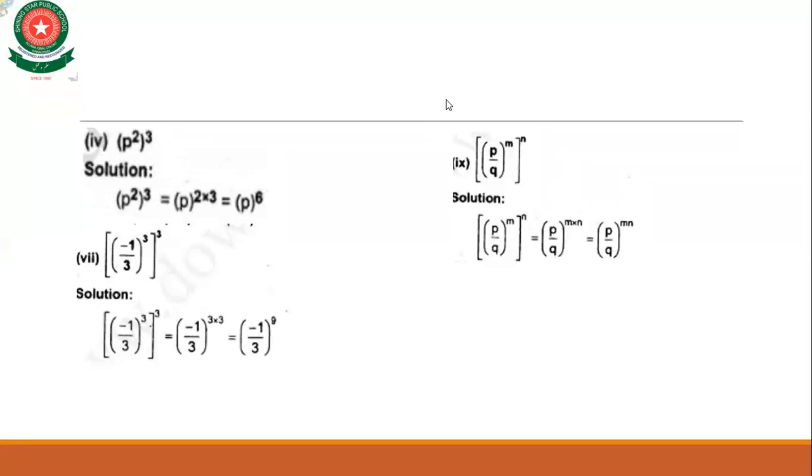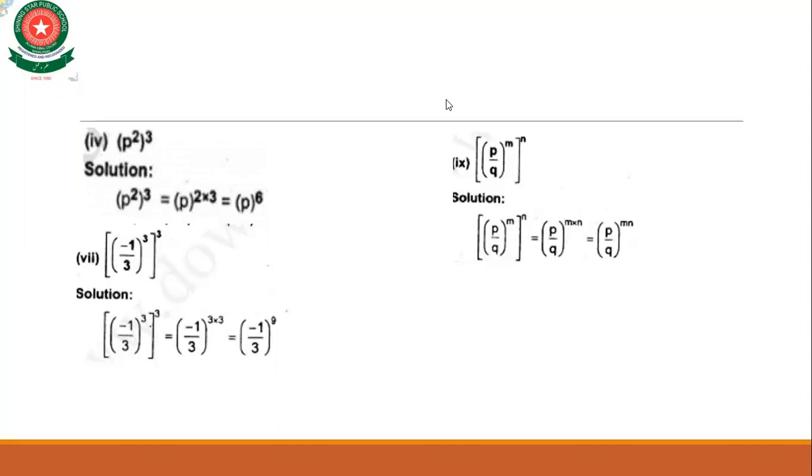Same as the part number 7, which is minus 1 by 3 power 3 whole power 3. So it means the solution will be, first of all, we have to multiply the 3 into 3. Then after multiplying, we will get minus 1 by 3 whole power 9.